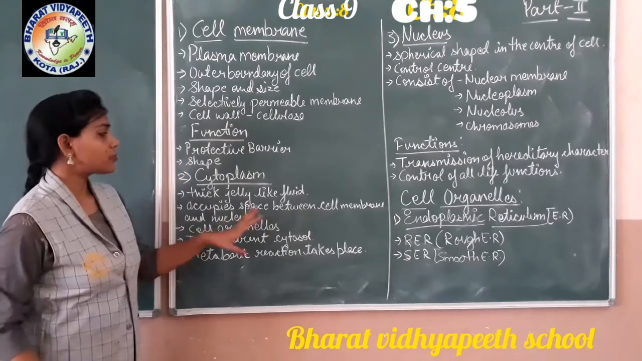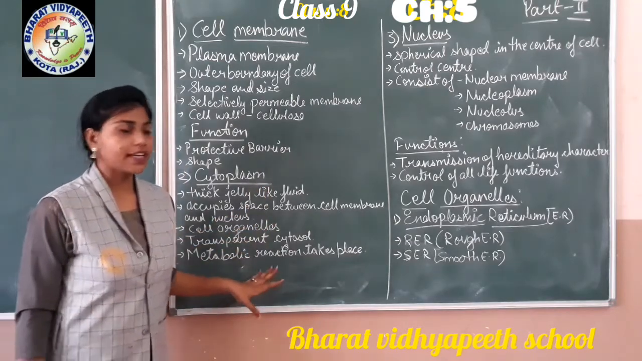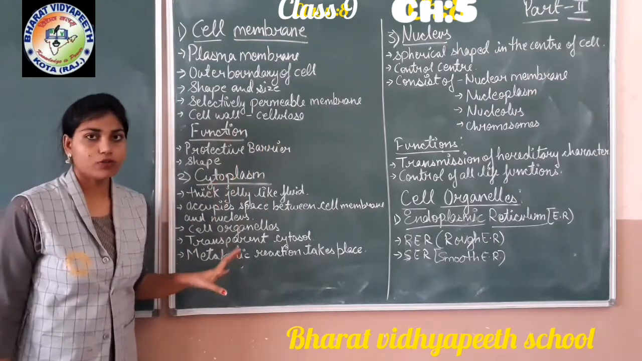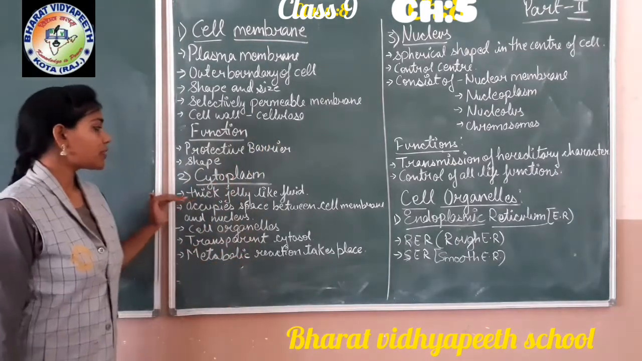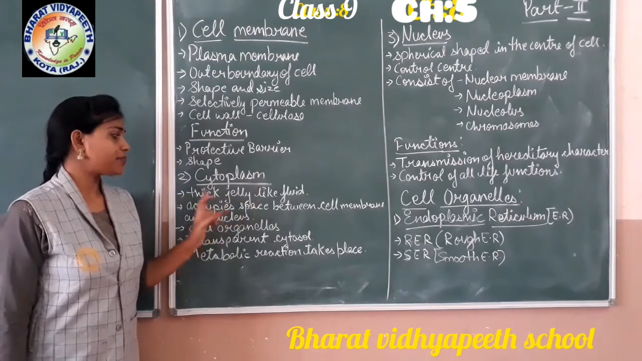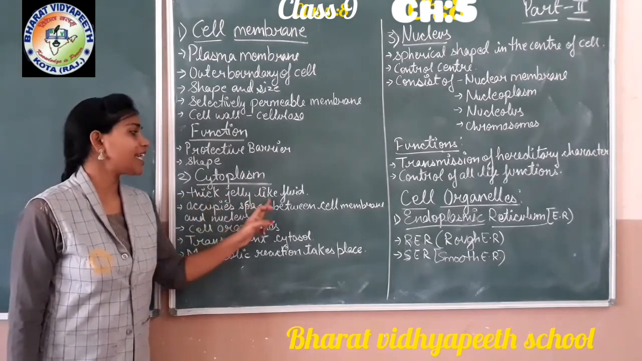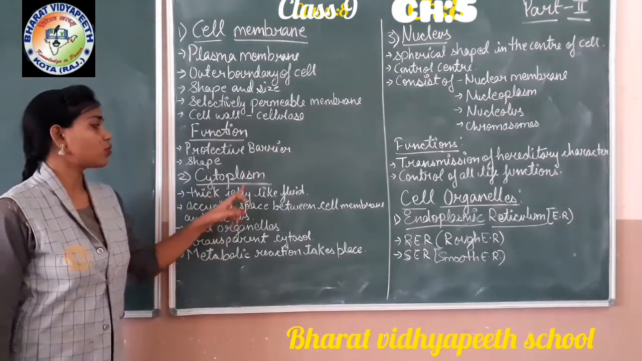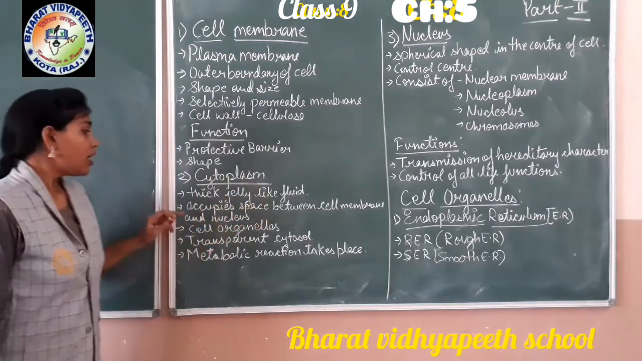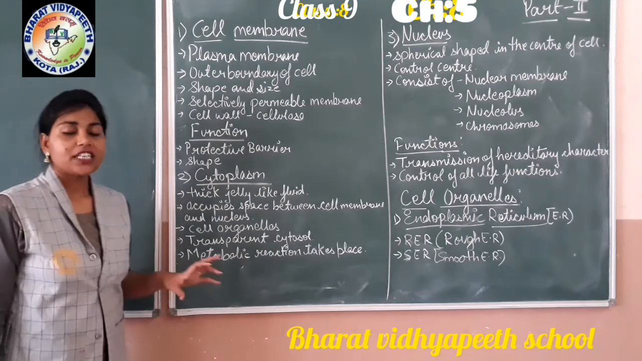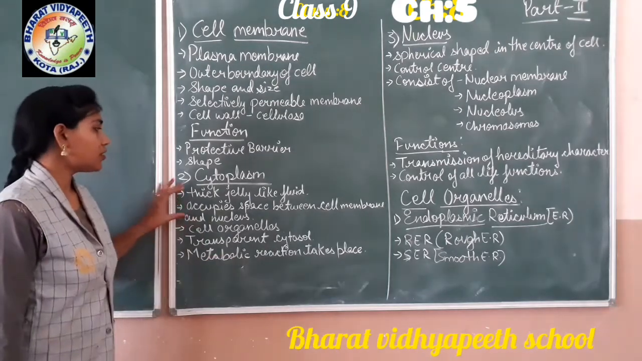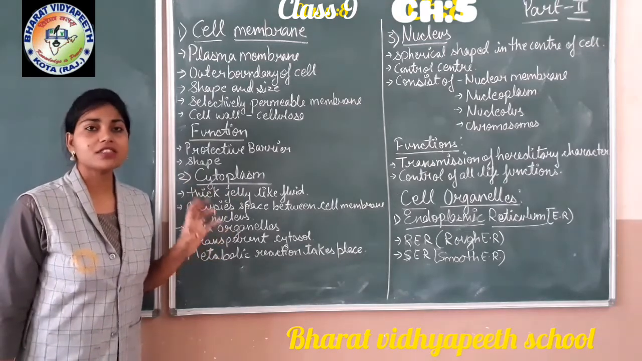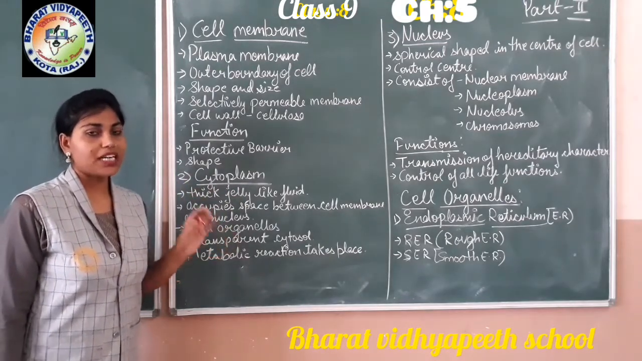Next, our next part is the cytoplasm. What is cytoplasm? As we know, the cell membrane is the outer part of the cell. Okay, after that, what is cytoplasm? Cytoplasm is a thick jelly-like fluid. A fluid is present inside the cell. This fluid is known as the cytoplasm. This cytoplasm consists of many types of cell organelles. Where is the cytoplasm present? The cytoplasm occupies the space between the cell membrane and the nucleus.